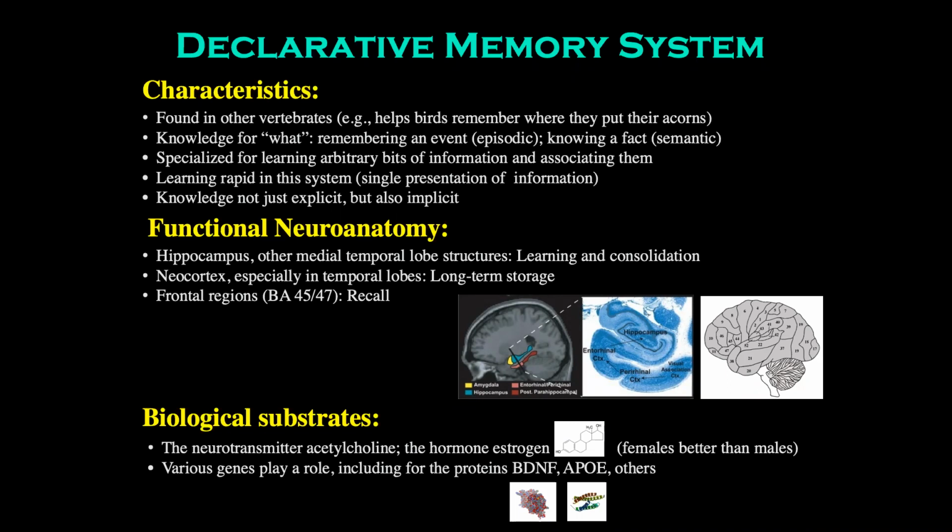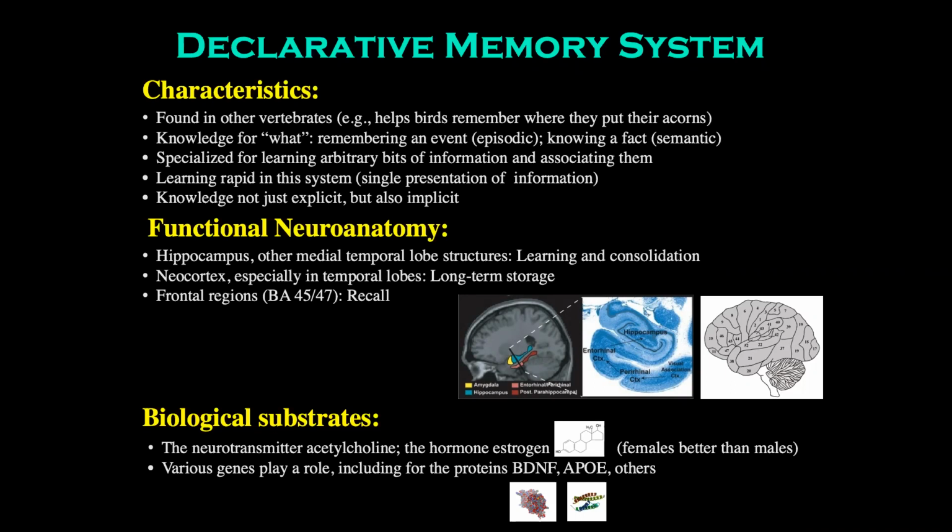So the declarative memory system is found in other vertebrates. It's an old system. For example, a precursor to the hippocampus helps birds remember where they put their acorns. This is often characterized as knowledge for what? For example, that Ken and I in Beijing had dinner at this kind of fancy, strange tea house and ate a vegetarian meal. It's pretty cool. It's an event, an episodic event. Or knowing a fact that the capital of Burkina Faso is Ouagadougou. I love geography, African geography in particular.